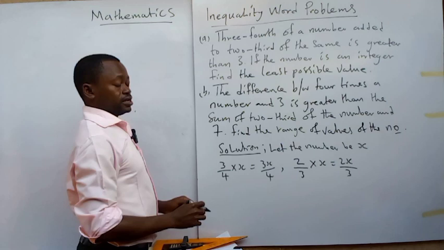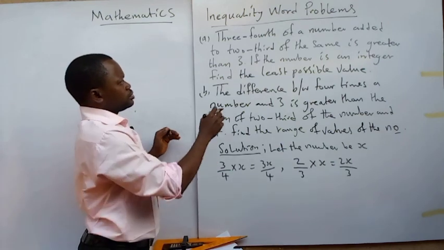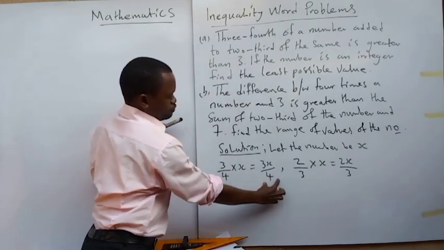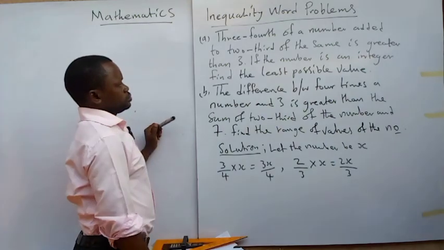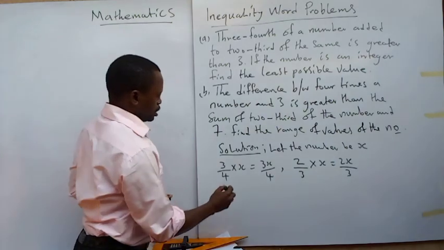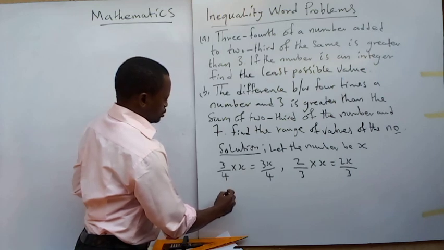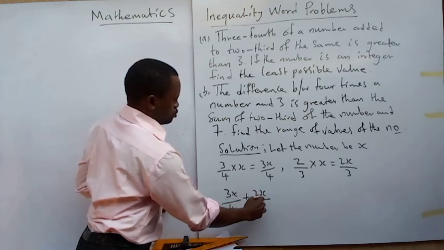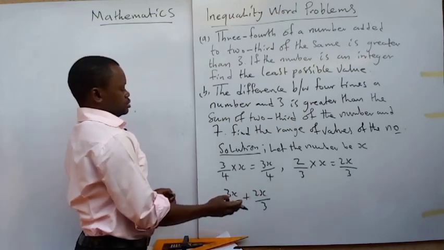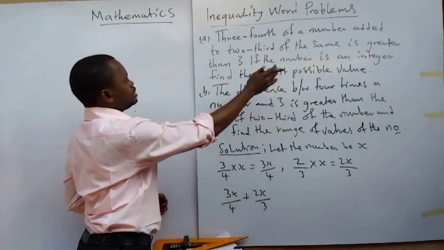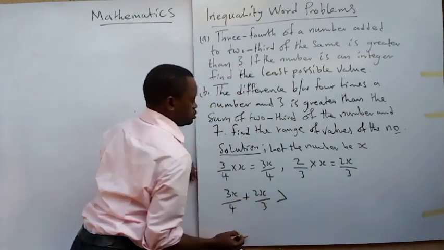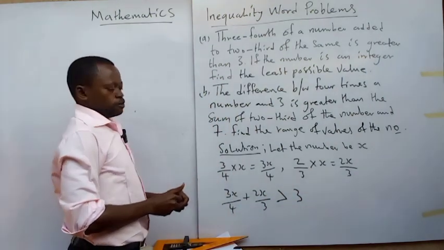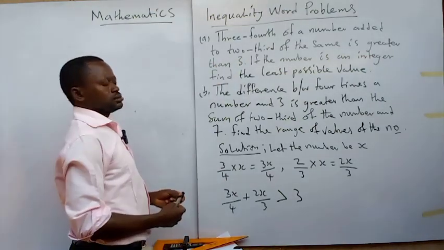So this is 3/4 of the number, which is 3x/4, and this is 2/3 of the same, which will give us 2x/3. Now we come back again and say that this 3/4 of the number is added to 2/3. So this value is added to this value. When we add 3x/4 plus 2x/3, they now said that this summation is greater than 3. Do you see inequality coming in now? We have gotten the inequality expression extracted from this statement in question A.